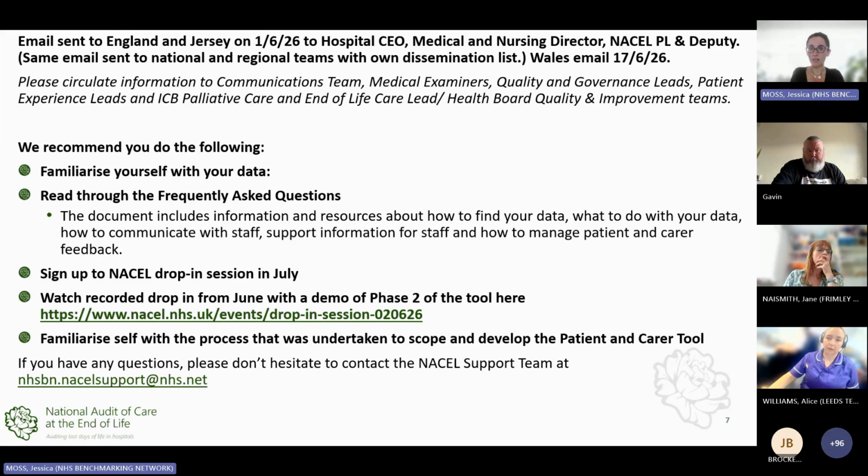So what we're recommending that you do at the moment is to familiarise yourself with your data via the data and improvement tool. Read through the frequently asked questions document. This is a document that is live and is being updated as we're getting more questions coming in. But that document really shares information and resources about how to find your data, what to do, how to communicate with staff and support information, managing patient and carer feedback.